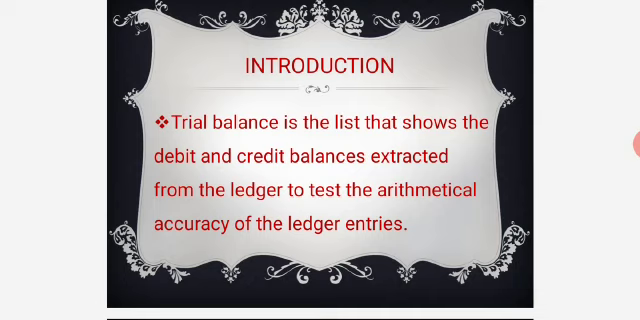The trial balance is the list that shows the debit and credit balances extracted from the ledger to test the arithmetical accuracy of the ledger entry.